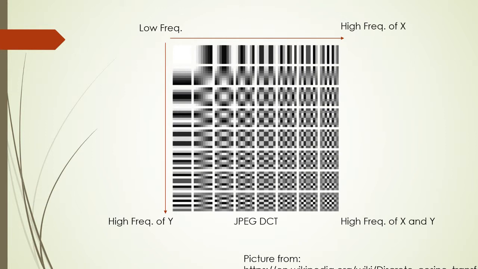Now, JPEG compression uses 64 cosine waves, or an 8 by 8 DCT. If we start in the upper left, we get the low frequency waves, and as we move further down or further right, we get higher frequency waves. And as we take those waves and add them together, we will get an image.